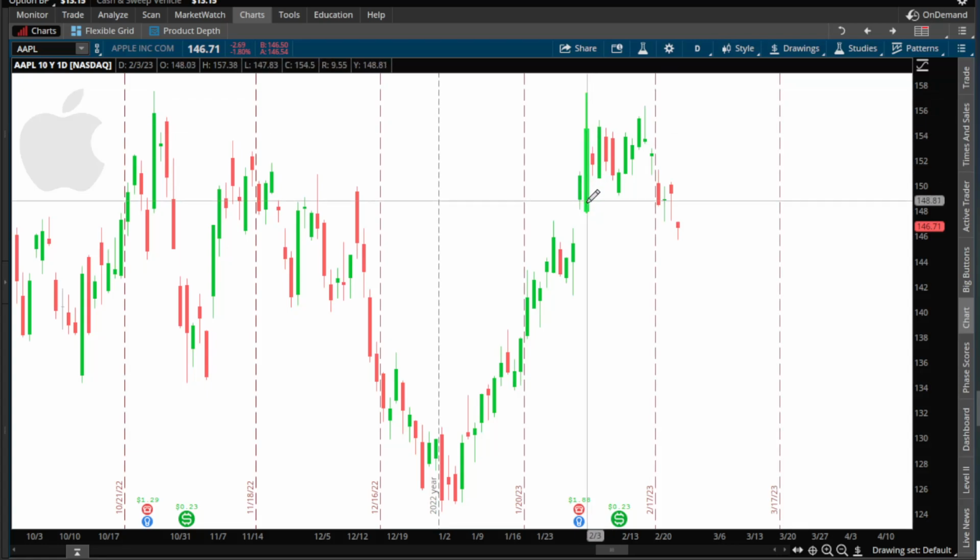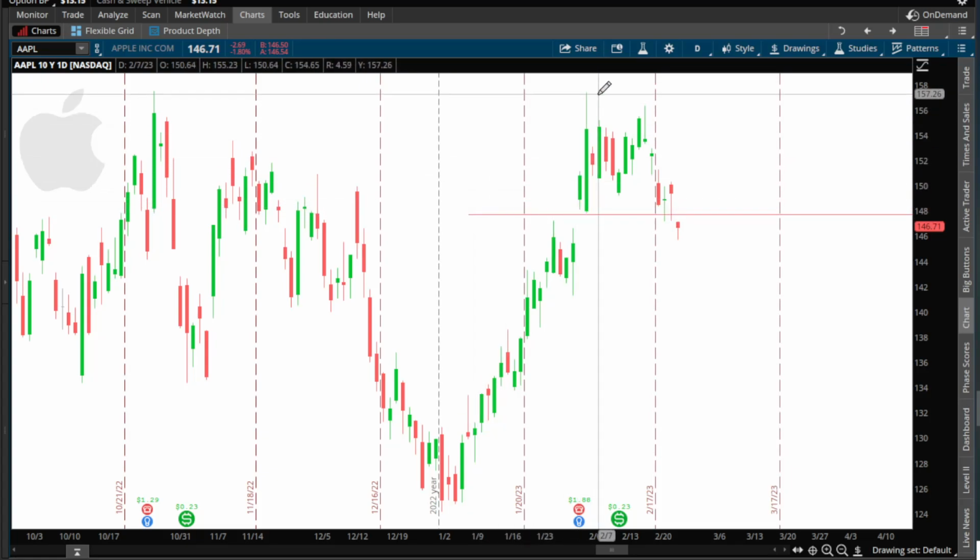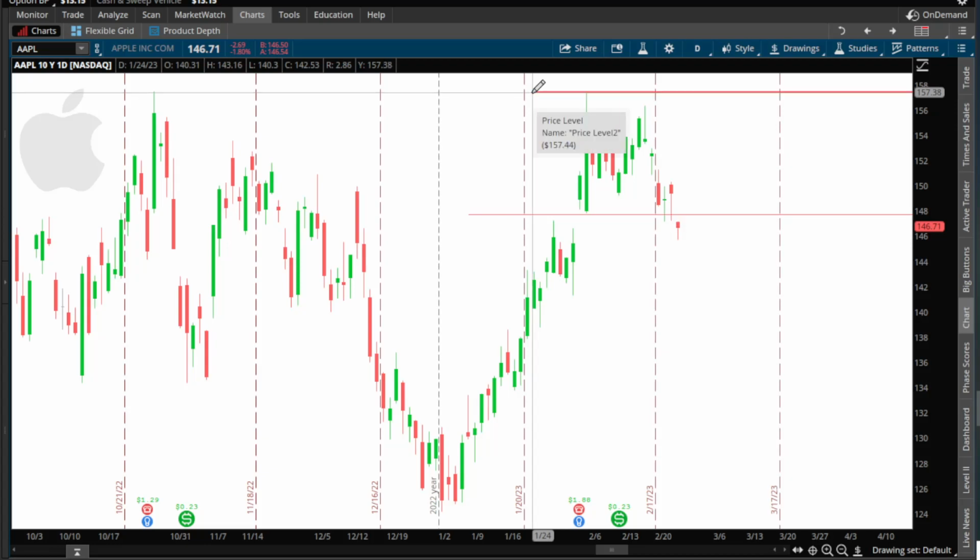Look at this candle. The bottom of this candle is right around 147.72. I'm going to go ahead and mark that. The top of this candle is right around 157.32. I'm going to go ahead and mark that as well. Now, this is absolutely insane. This is basically saying in one day, we moved about $10. In one day, we moved about $10.